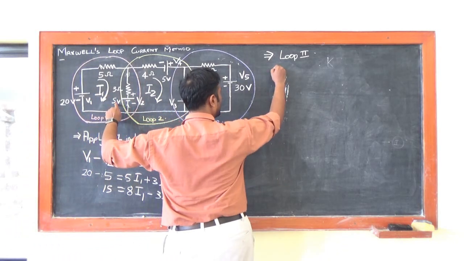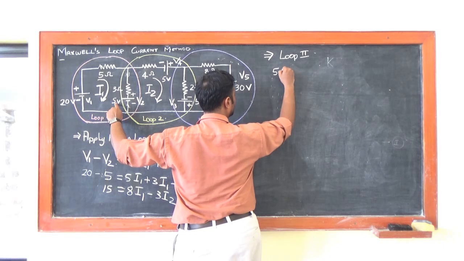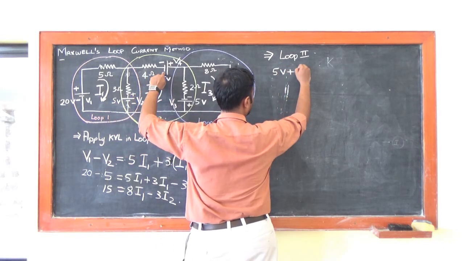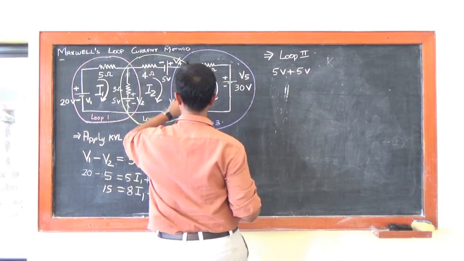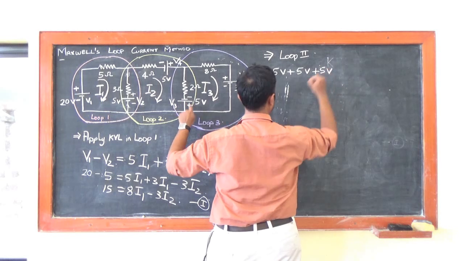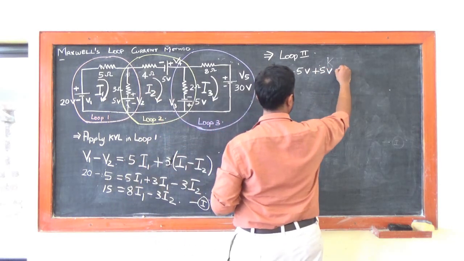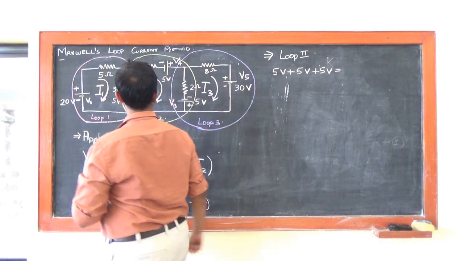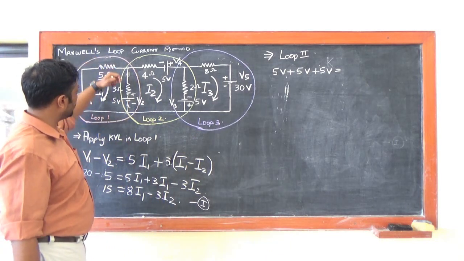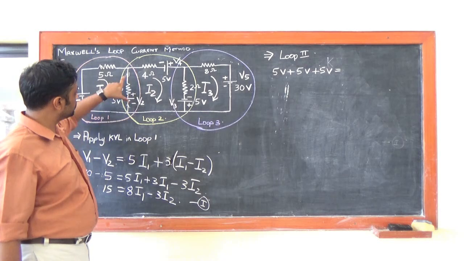So I have 5 plus 5 plus 5, which equals... I have one current I1, I have another current I2.